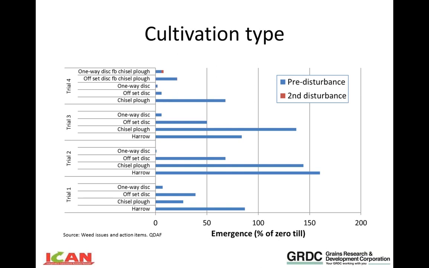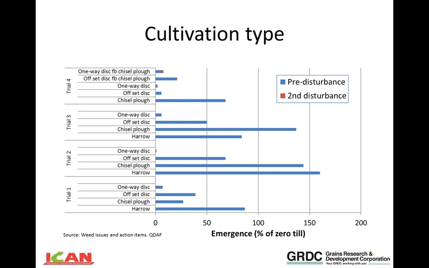Now this one is very similar to trial 1. So in trial 4, each of the different tillage treatments resulted in a reduction in emergence of sowthistle compared to zero-till treatments. Before I go and talk about the second disturbance pass in that trial, I'll explain to you what we believe is happening here.